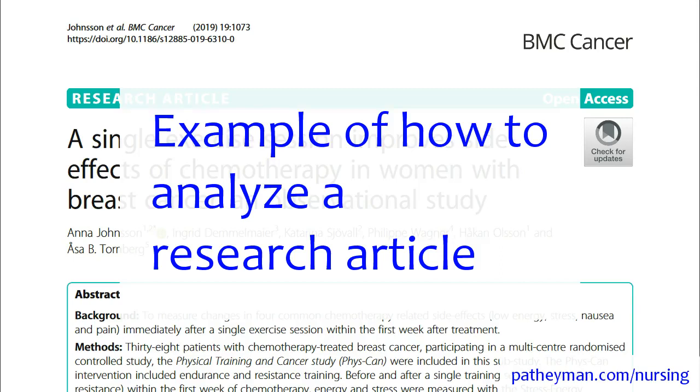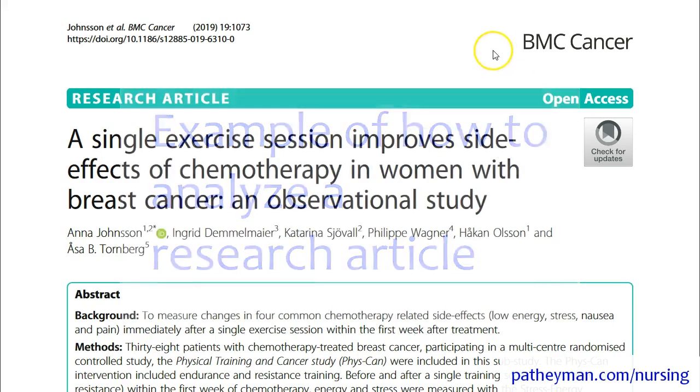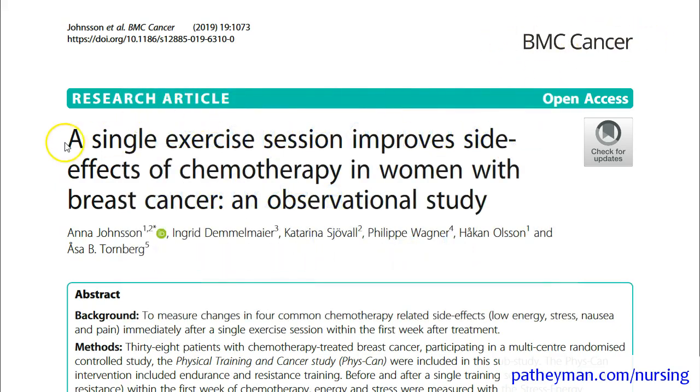And here we are back with article number 3 in the How to Analyze a Research Article for Critique number 2. In this case, we have a research article, open access through BMC Cancer: "A single exercise session improves side effects of chemotherapy in women with breast cancer: an observational study." Right in here, we're learning a few things from the title, but remember that titles are not necessarily what they actually did. So what we should do is try and read the article to figure out what they did.